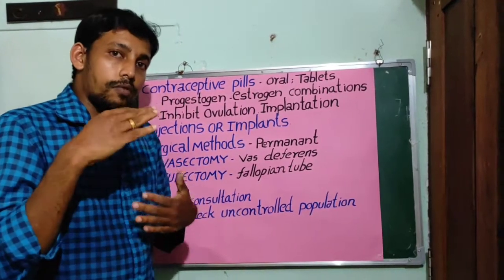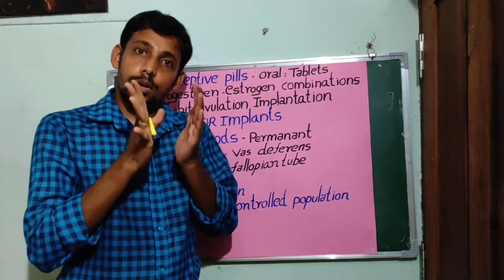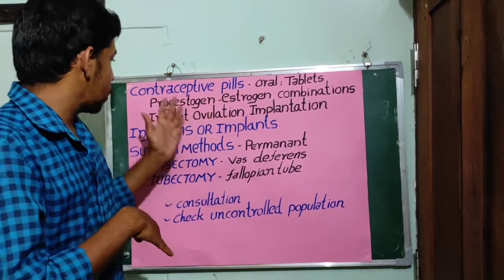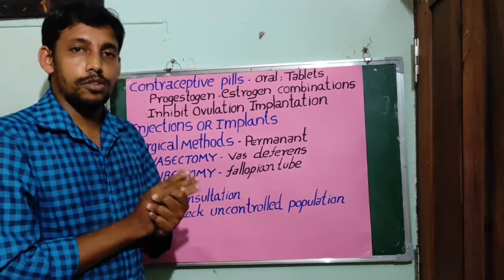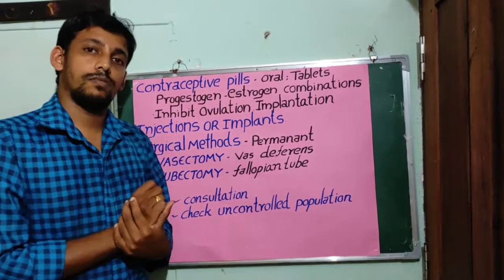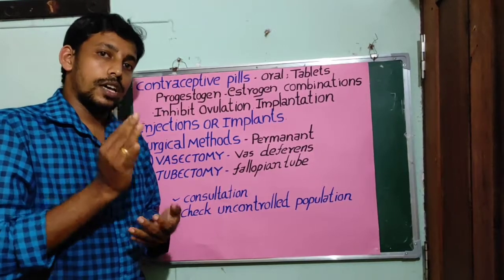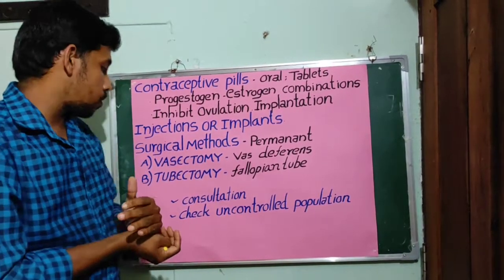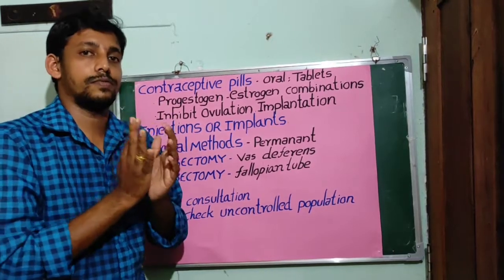So we have discussed different types of contraceptive methods. It may be traditional methods, barriers, then IUDs, then surgical methods, then contraceptive pills, injections or implants. So a wide variety of contraceptive methods are available today. When choosing a contraceptive method, before choosing, we must consult a doctor. We must seek advice from a professional. And we know that this type of contraceptive method is useful to check the uncontrolled population. So it's a useful tool.